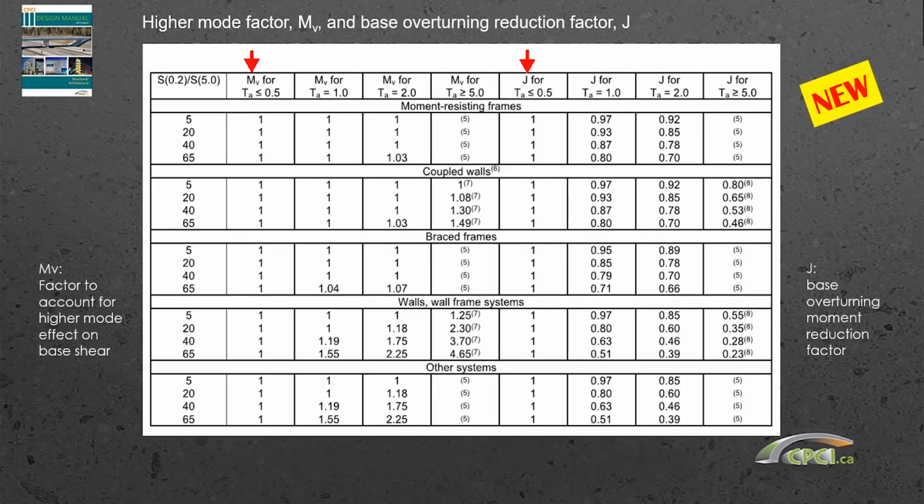So again, new table for MV and J. Basically, MV is bumping up the horizontal loads that you're designing for shear, for your diaphragms, and the loads at each level, and J is a reduction in your moment, due to the fact that they believe that the higher shears that you need to design for due to higher mode effects shouldn't affect the overturning moment, so then they give a reduction. So again, that all needs to be worked through.